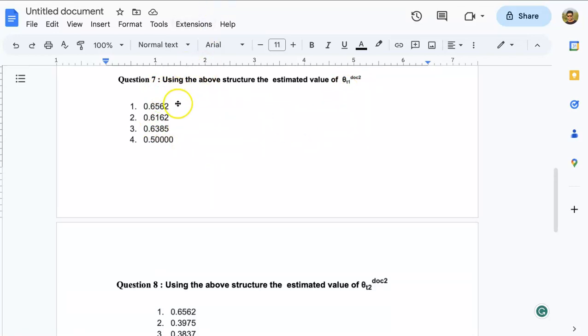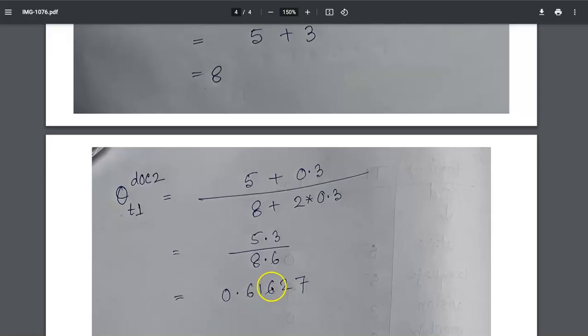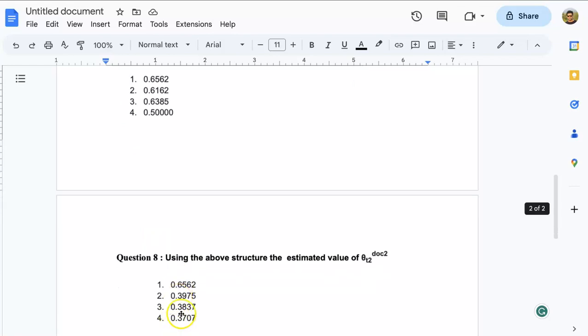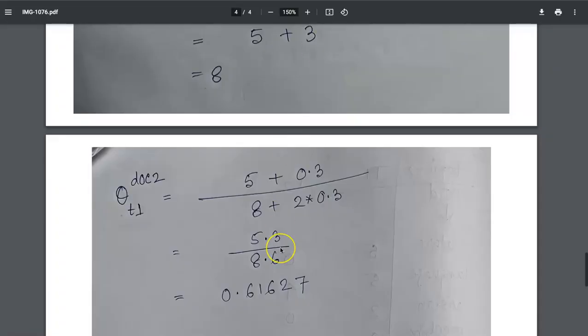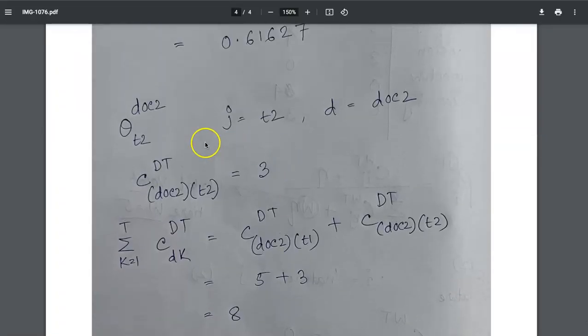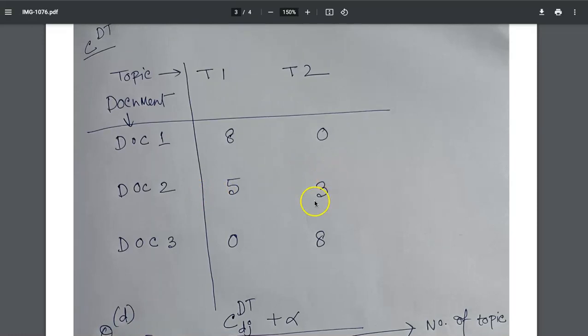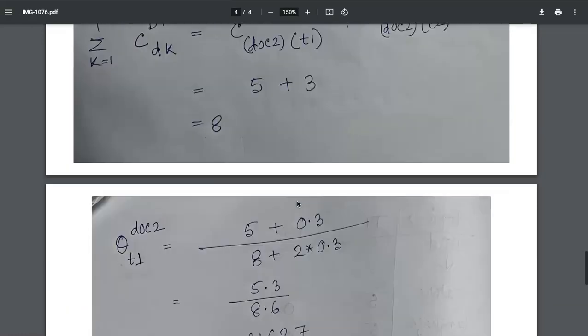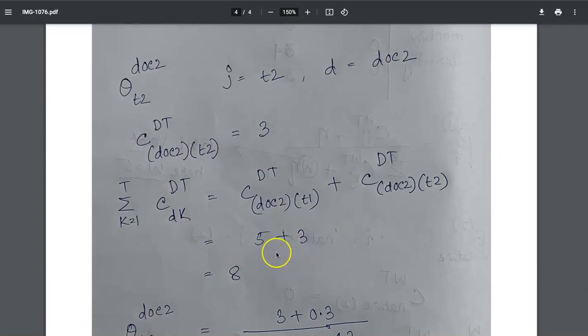The question 7 answer is 0.6 something. So if you do 1 minus this, it will be around 0.38 or something like that. So maybe question 3 will be the answer. But you can also calculate it the same way. Here j is topic 2 and the document is the same. In the numerator you need to check document 2 T2, which is 3, and the numerator will be 3 plus 0.3, and the denominator will be the same, 8 plus 0.6.